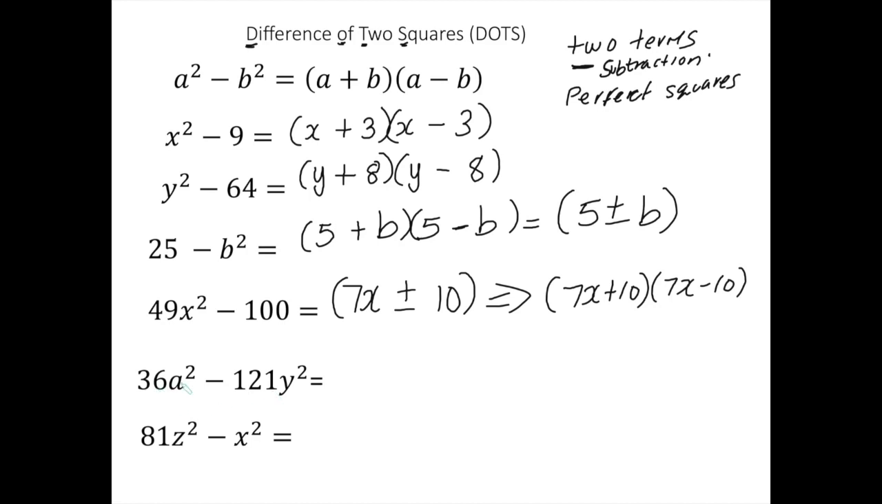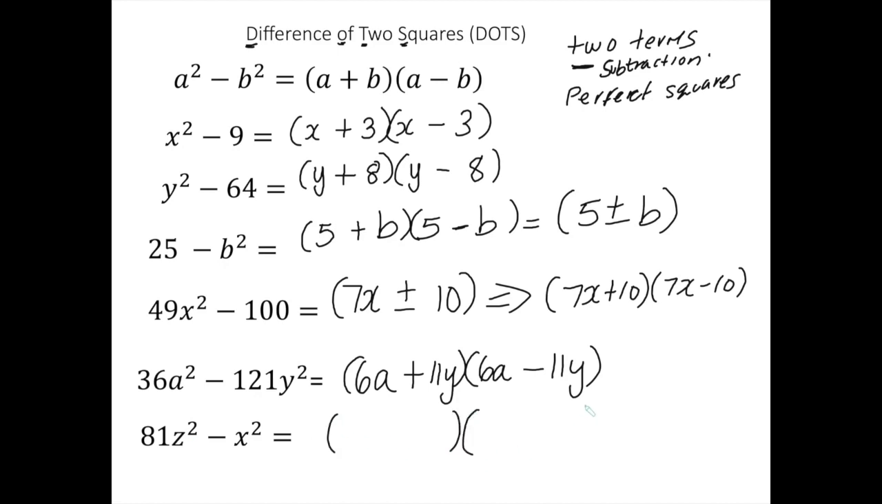Here I have 36a to the second power minus 121y squared. Again, I see two terms. 36 is perfect, 121 is perfect. If your exponent is an even number, it is perfect. So this will be 6a and 6a plus minus. 121 is 11, and then I have my y and 11y. And you're finished.